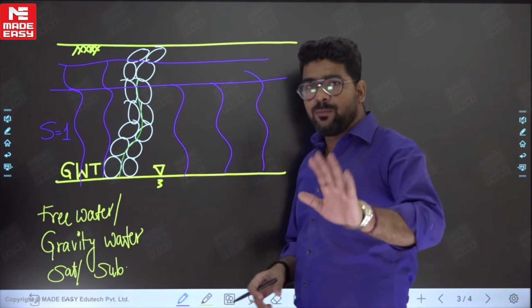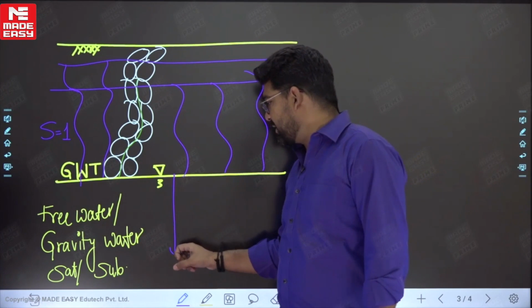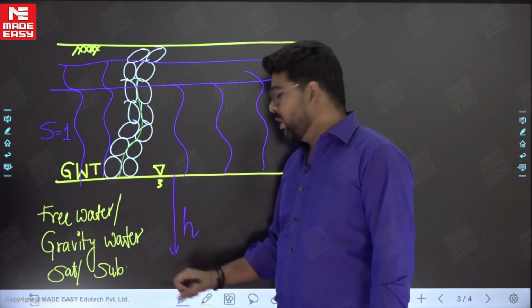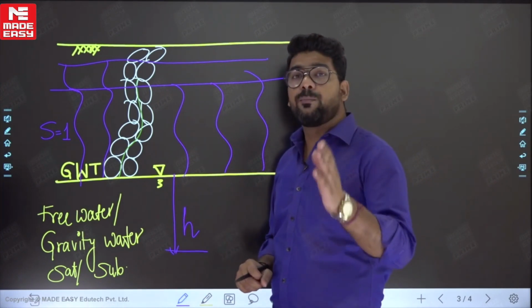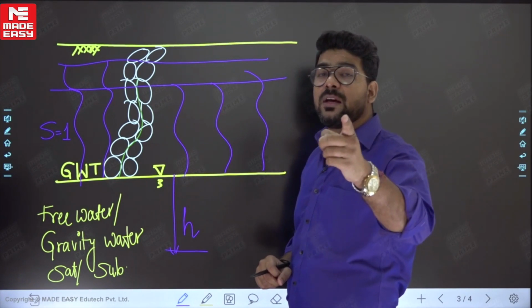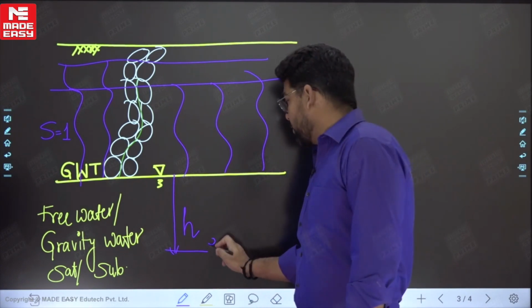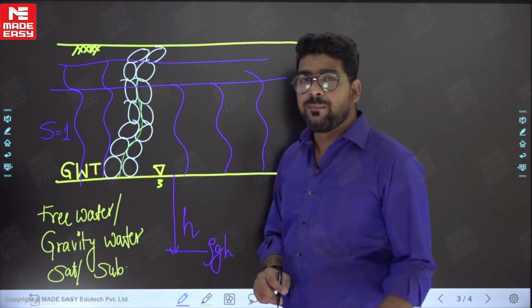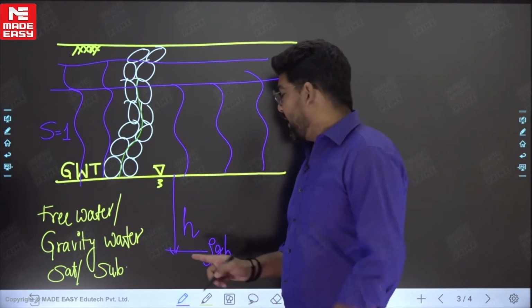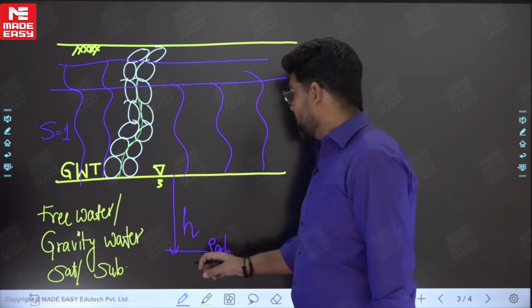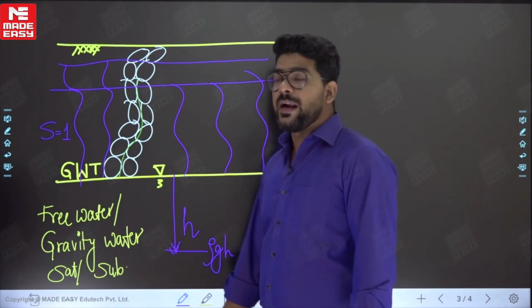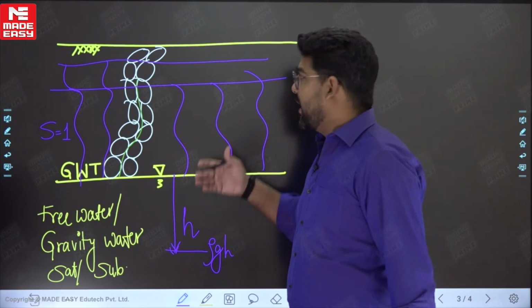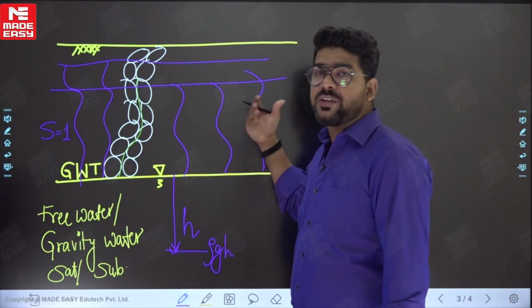You know very well that below the groundwater table, if this depth is h, then at this level the pore water pressure will be, tell me, ρgh. Is it compressive or tensile? Tell me. Obviously, it will be compressive in nature. So this pressure is compressive. And now we also have to determine the height of capillary rise as well as the pressure in this capillary zone.